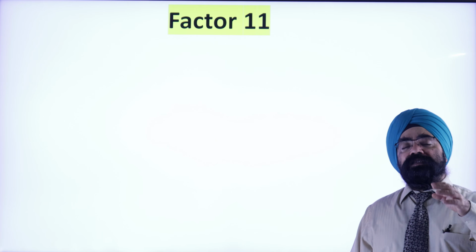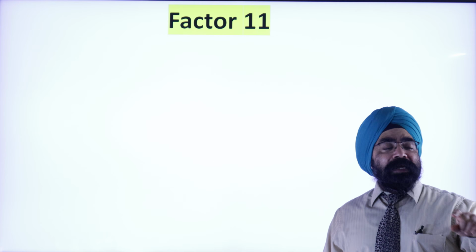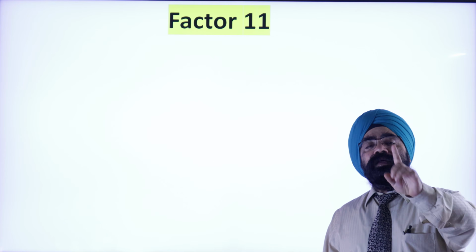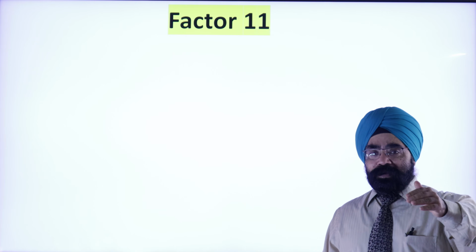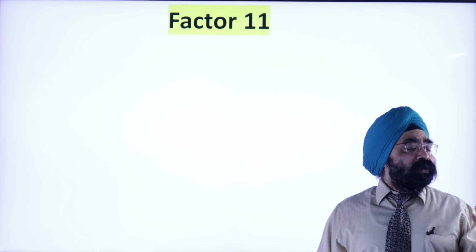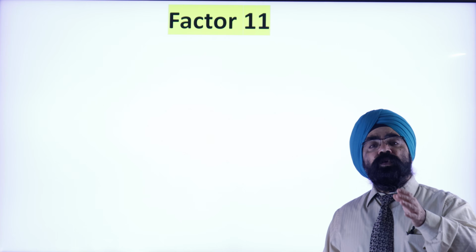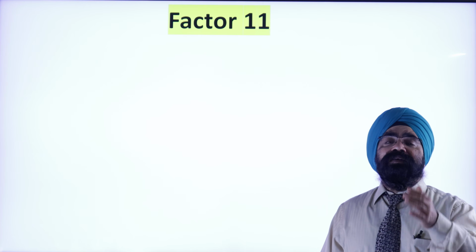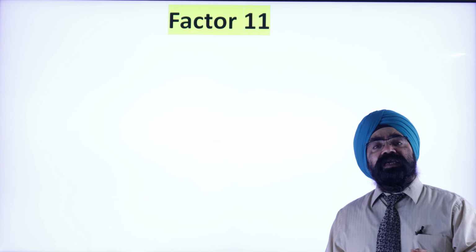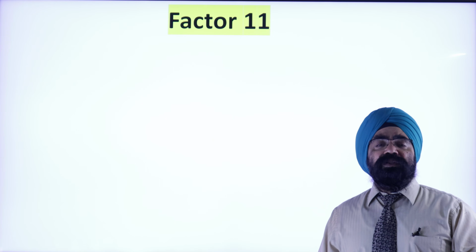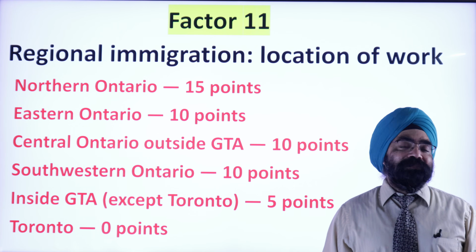Factor 11, last, this factor is very, very important. I'm getting so many calls based on this one single factor, particularly from Northern Ontario. Why am I getting the calls? Because it is an unfair advantage. Anybody who is in Sudbury, North Bay, Thunder Bay, Kenora, Rainy River, all these areas, if you are in any part of Northern Ontario, you get 15 points.